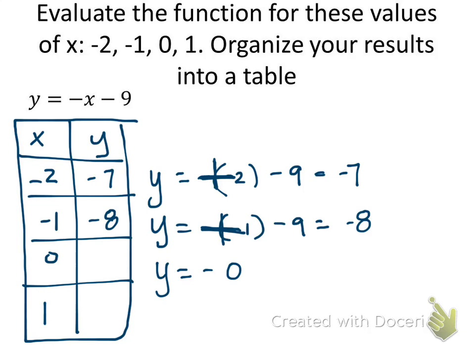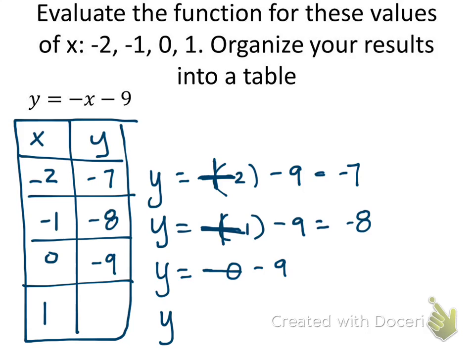Now, what happens when I plug in a 0? It says negative 0. Is that a possibility? No. Is 0 going to do anything to my problem when I add or subtract it? No. So what I like to do is just cross it out. And what am I left with? Negative 9. That's my answer.